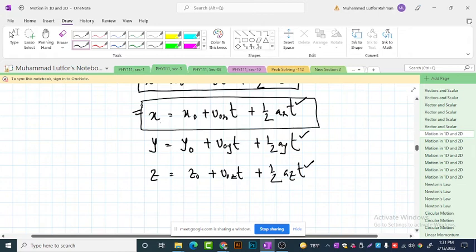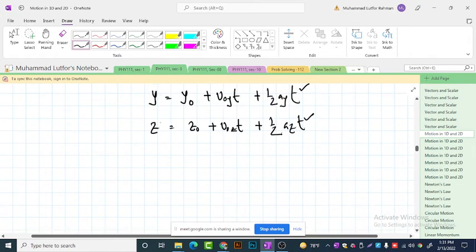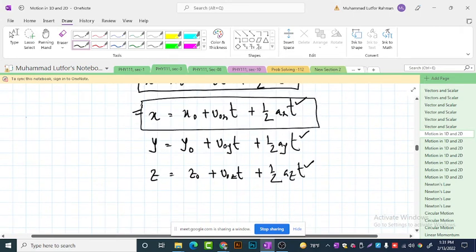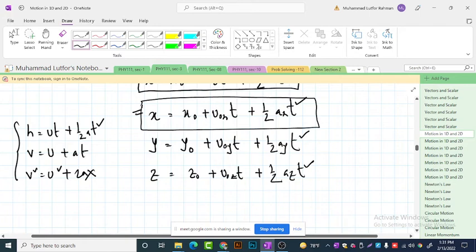So this equation is not new for you. Probably you have used the equations of motion in another way, which is h equals ut plus half of at square. You know this equation, right? And you define v equal to u plus at, or v square equals u square plus 2ax. You use these three equations when the particle moves at constant acceleration. These are not new; all three equations can be derived only from this equation.